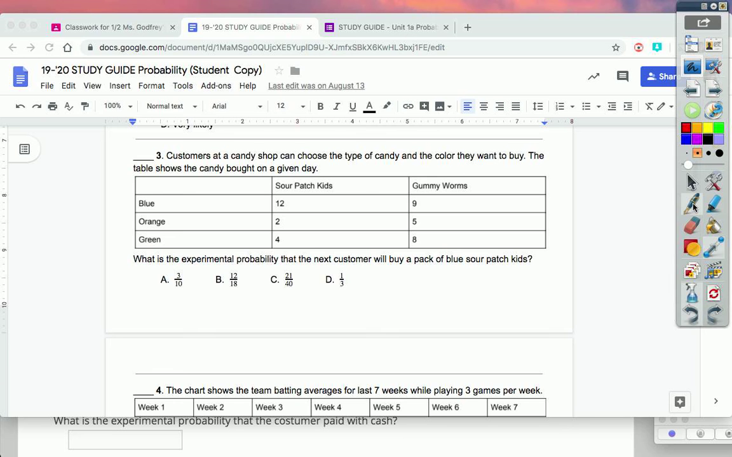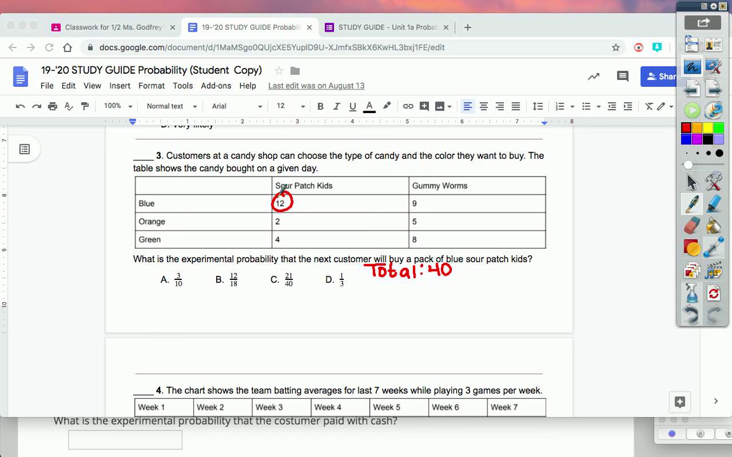Well, the first thing we need to do is determine our total. Now, when we're determining our total, we need to add all of these numbers, this set of numbers and this set of numbers. Our total is 40. So the total number of candies that we have is 40. Okay, so in our question, it's asking about blue Sour Patch Kids. So we have 12 blue Sour Patch Kids.